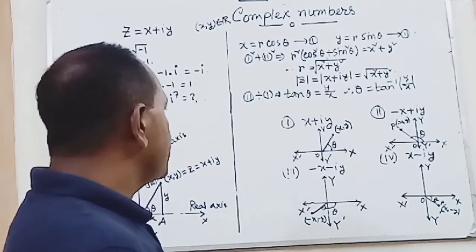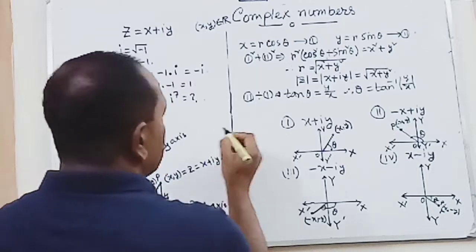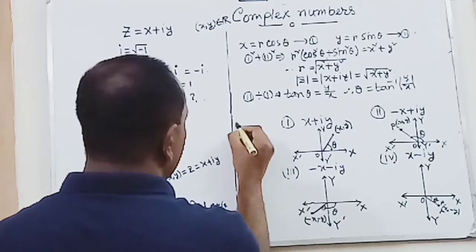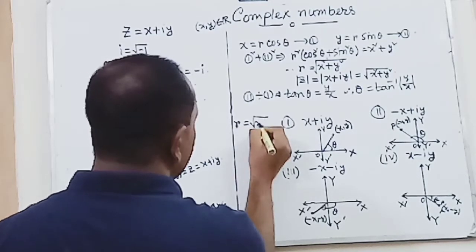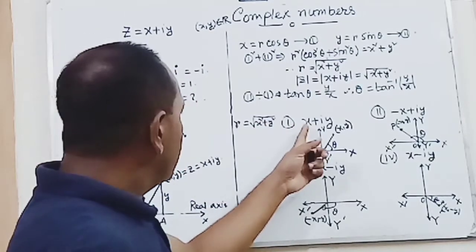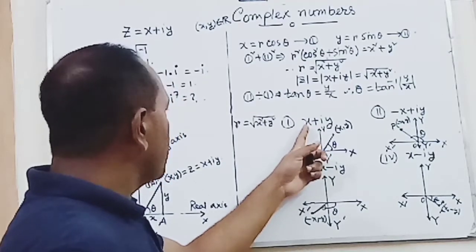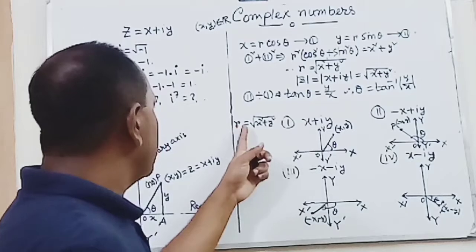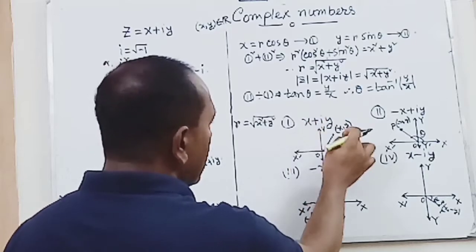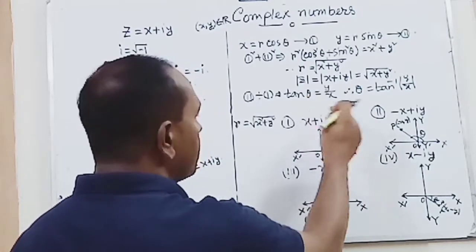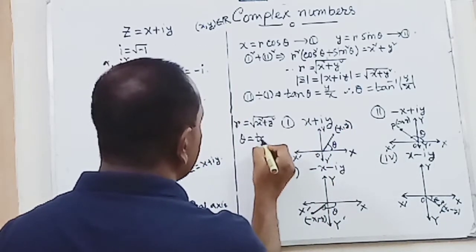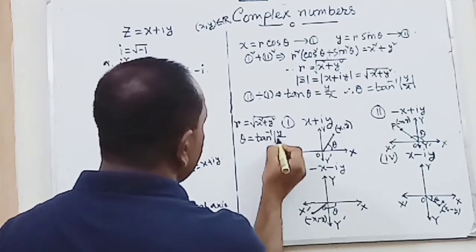Okay, now let's start with the first one. What is the modulus of this complex number? R is equal to root of x square plus y square, because here the ordered pair is x comma y. The ordered pair x and y corresponding to this complex number lies on the first quadrant. So theta is equal to tan inverse modulus y divided by x.